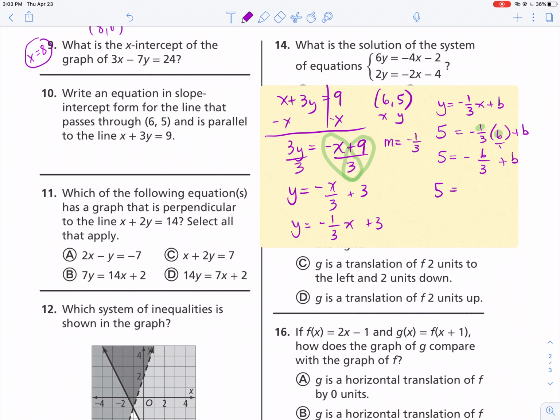So I'm going to do negative 6 divided by 3. That's going to reduce to negative 2 plus b. To get the b by itself, I'm going to add 2. I'm going to end up with 7 equals b. So our overall equation, we're going to use this slope and this y-intercept. So I'm going to say y equals negative 1/3 x plus 7.